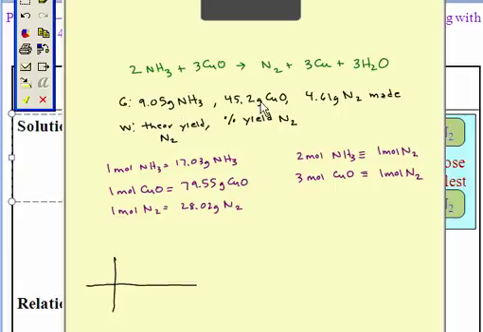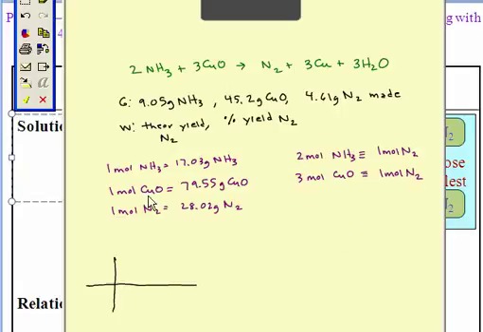Now we're given masses, so we've got to get to moles, so that's why I have my molar masses here. And then once we get to moles, we can figure out how much nitrogen each reactant will form based on our stoichiometric ratios. According to our balanced equation, 2 moles of ammonia will make 1 mole of nitrogen, and 3 moles of copper 2 oxide will make 1 mole of nitrogen.